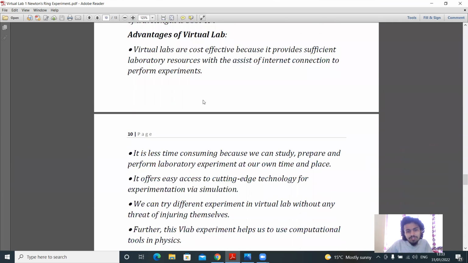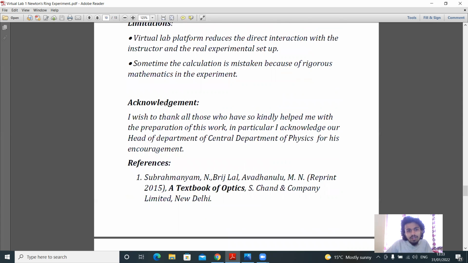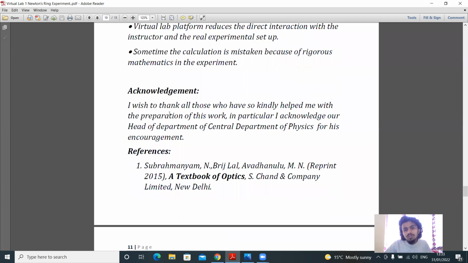Advantages of the virtual lab experiment and its limitations, I have mentioned some points here. And acknowledgement: I wish to thank all those who have so kindly helped me with the preparation of this work. In particular, I acknowledge the head of the Central Department of Physics for his encouragement of my work.